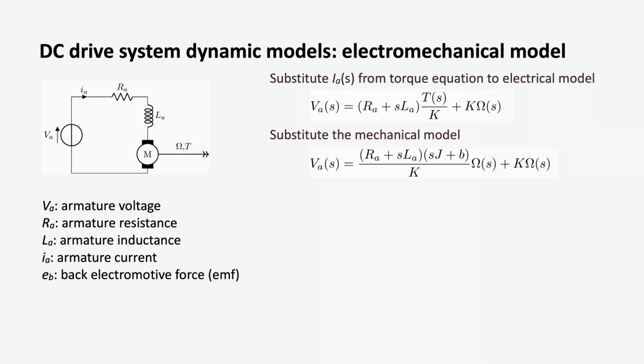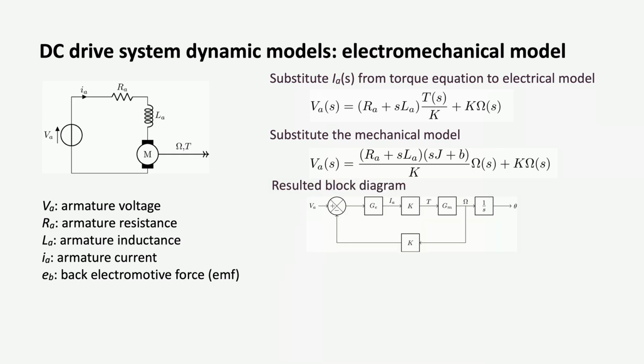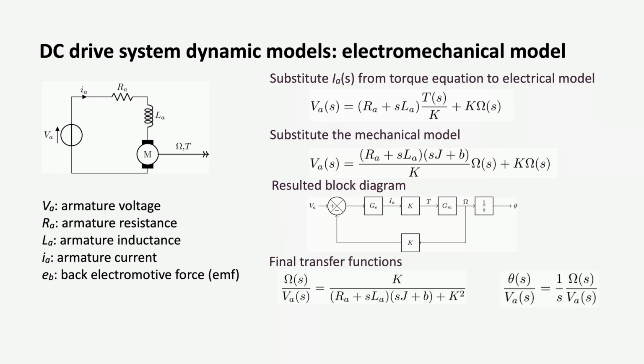This equation can be described as a block diagram as shown on the slide, where G_E and G_M are the electrical and mechanical transfer functions, respectively. Based on that, we can also write the final electromechanical system transfer function from the armature voltage to the angular speed omega, and that from the armature voltage to the angular position theta. That would be a second-order and a third-order transfer function, respectively.